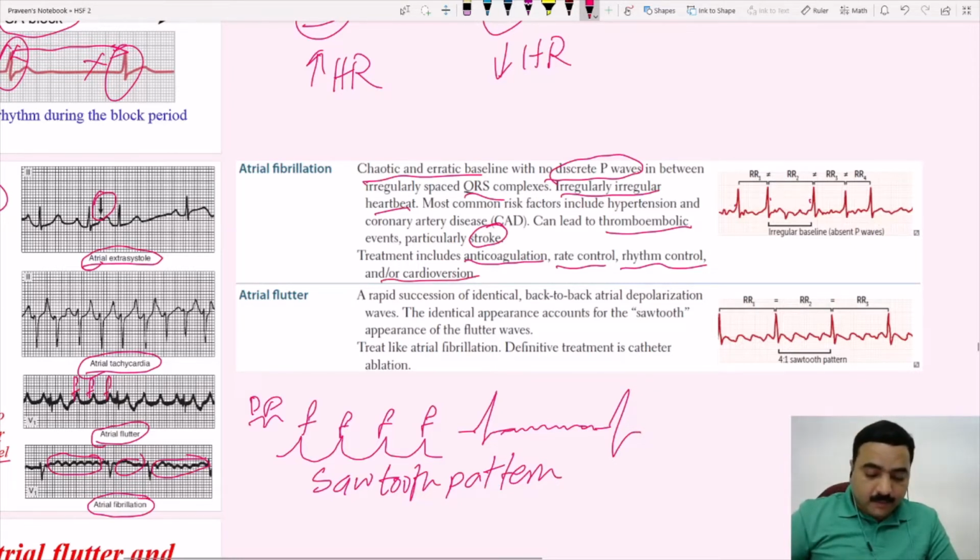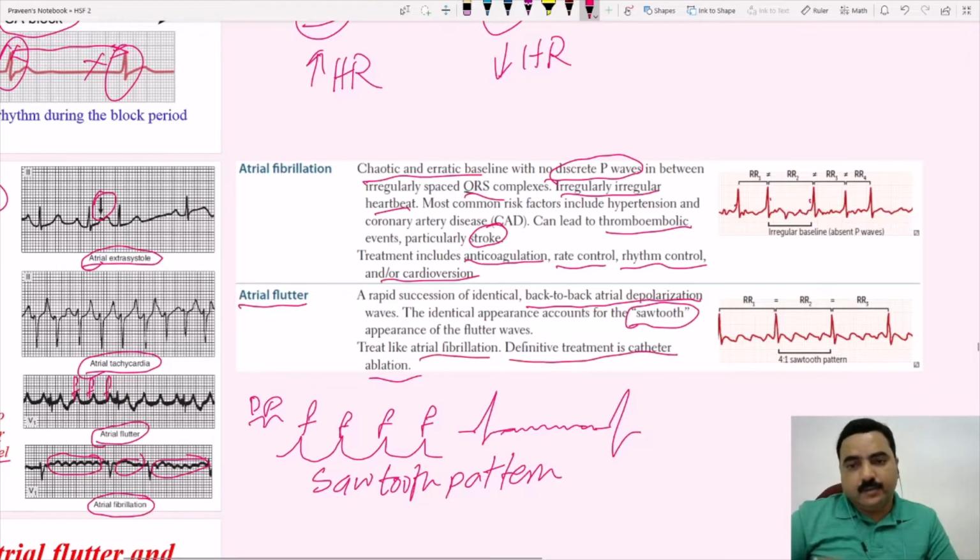Another is atrial flutter: a rapid succession of identical back-to-back atrial depolarization waves. The identical appearance is called the sawtooth appearance of the flutter waves. Treat it similarly to atrial fibrillation. Definitive treatment is ablation.